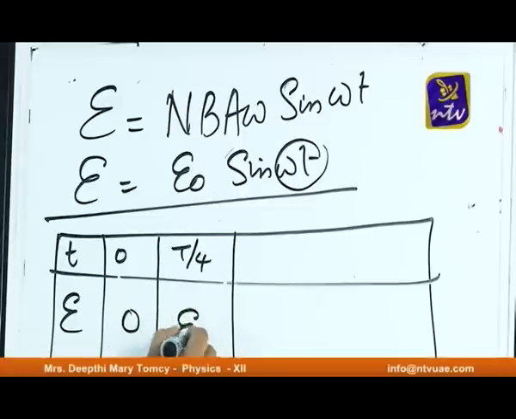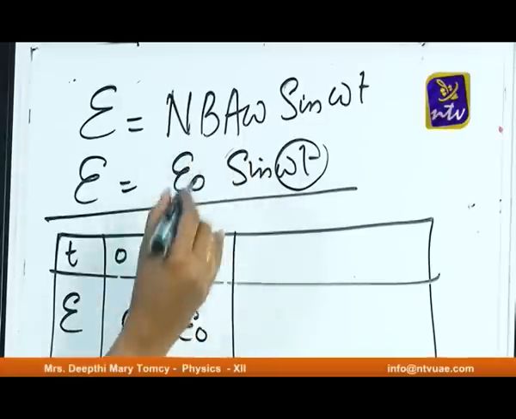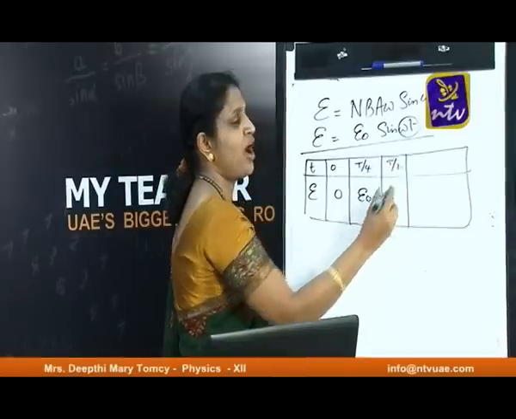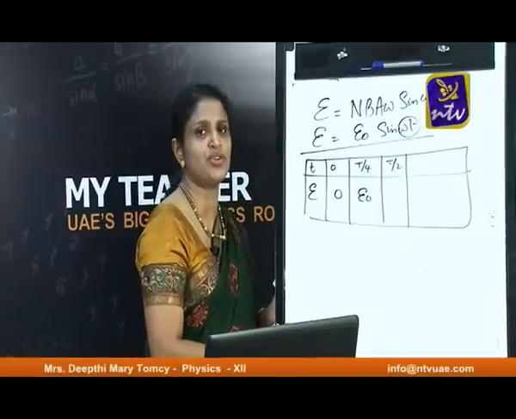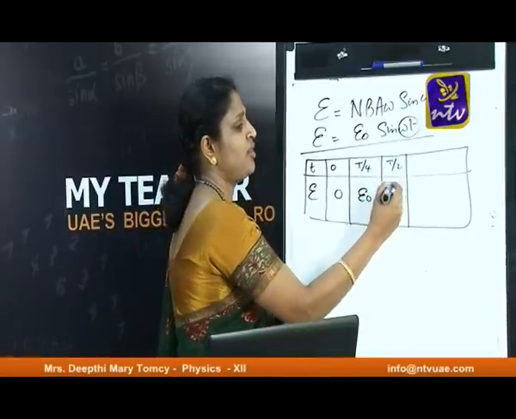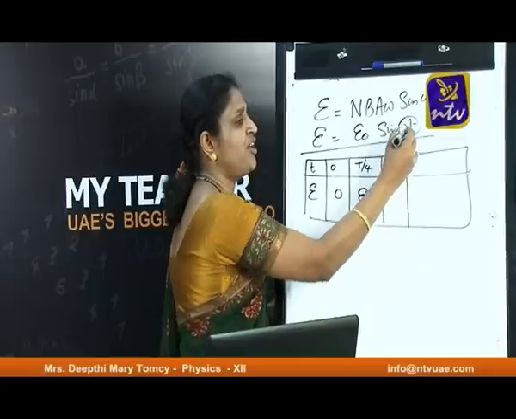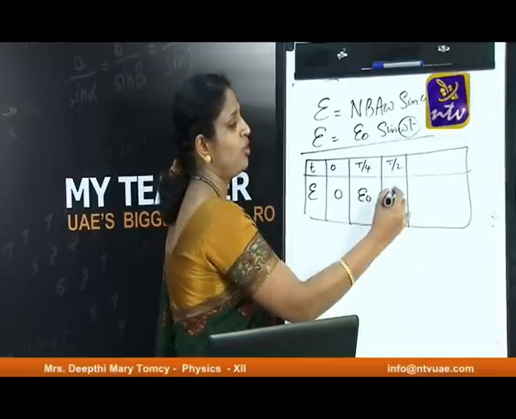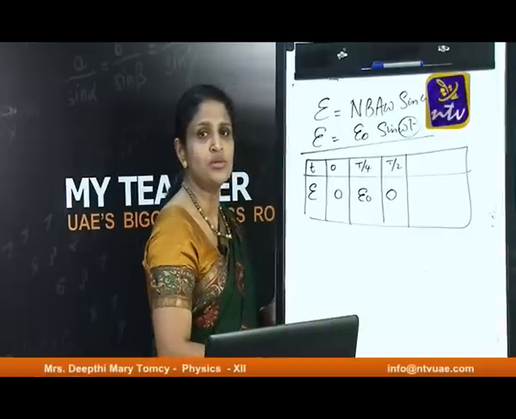So, the maximum value of EMF is E0 into 1, and at 0 degrees the EMF is 0. When the time becomes half, that means half of the total time period of revolution, then again the angle becomes 180 degrees, sin 180 is equal to 0, so the EMF induced will also be 0.